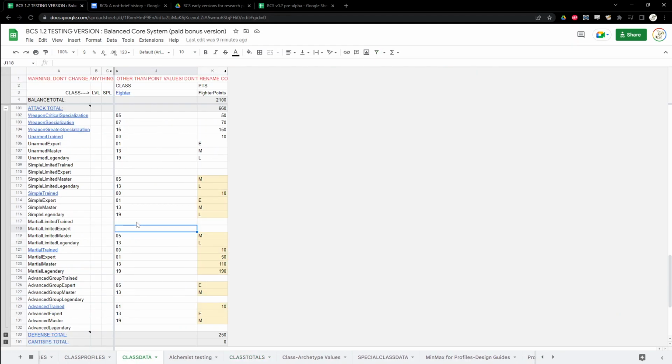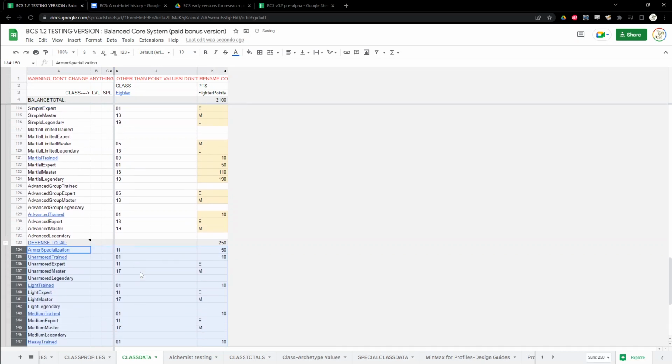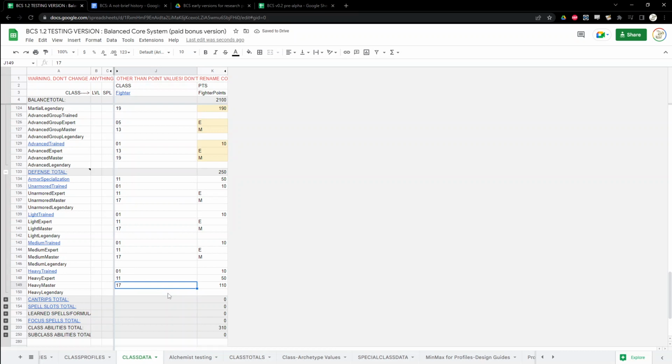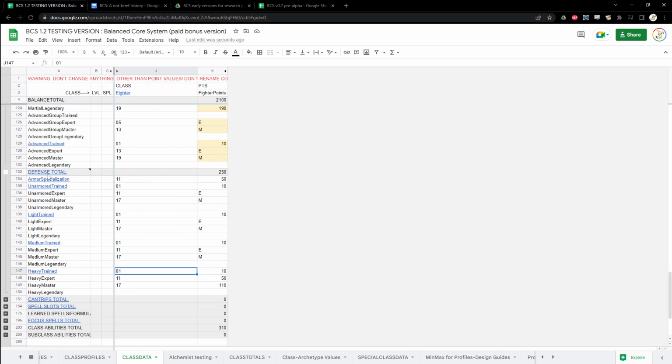All right, let's see. So we looked at attacks. Defense is pretty similar to attacks, really. The only difference is, you've got the unarmored, light, medium, and heavy instead of unarmed, simple, martial, and advanced. And it's pretty straightforward. Same numerical values. And again, you only pay once. If the class gets master, it only pays once, 110 points, and then it doesn't pay again for all of the subcategories.